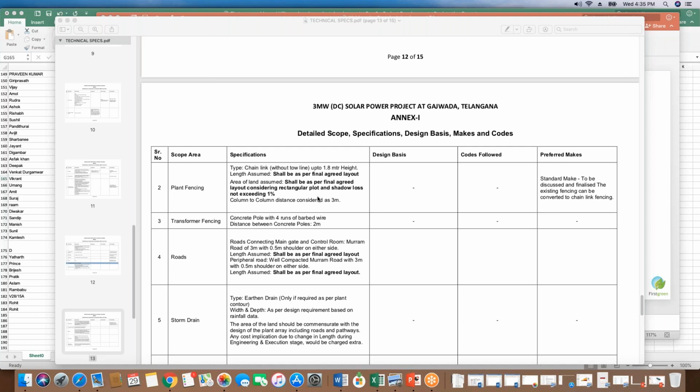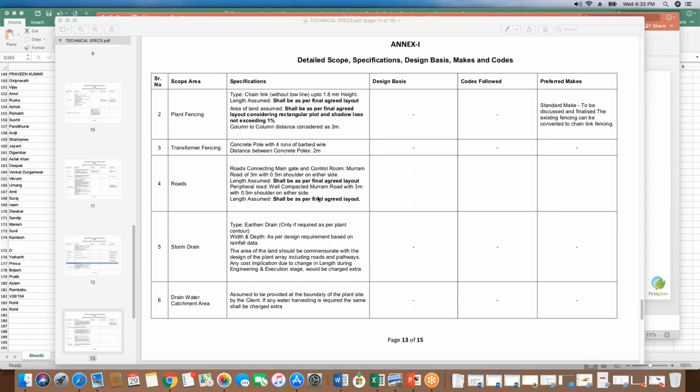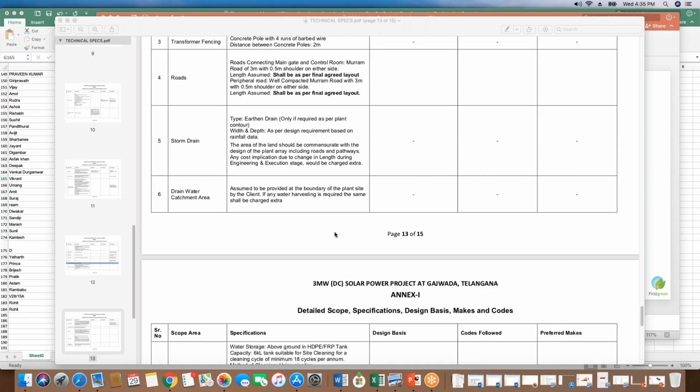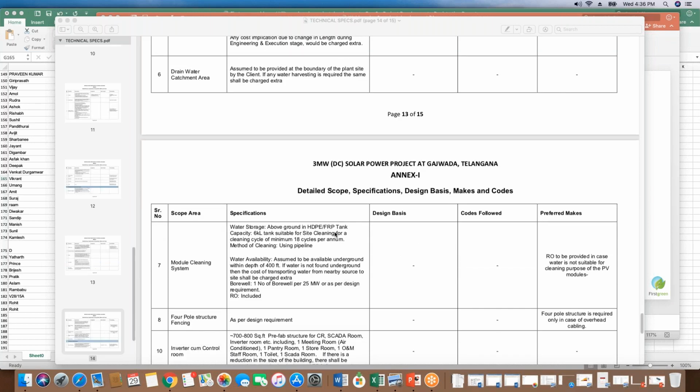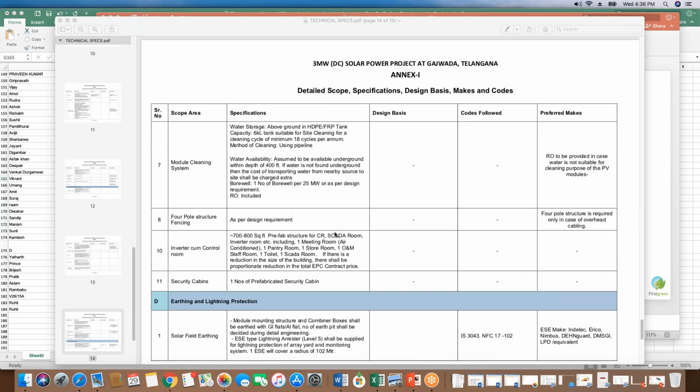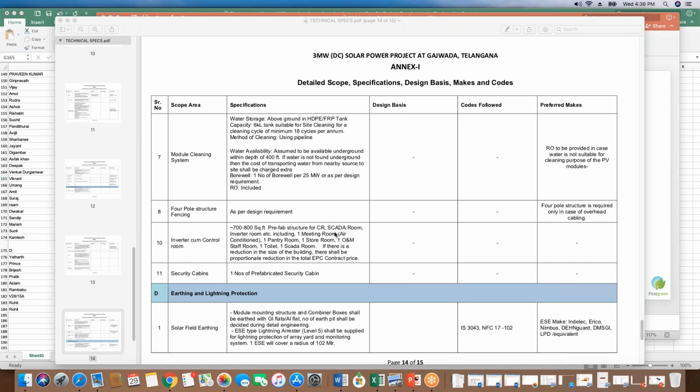Your transformer also requires separate fencing as per the grid protocol, and you need to do a separate fencing even if it is within the plant. Then the road network and water drainage along the side of the road has to be defined. Then the water catchment area also needs to be defined. How much is your water catchment area, and based on that, you can also define your 4-pole structure guideline, that is, how power will be evacuated from the 4-pole structure.